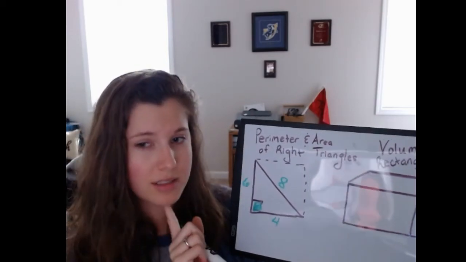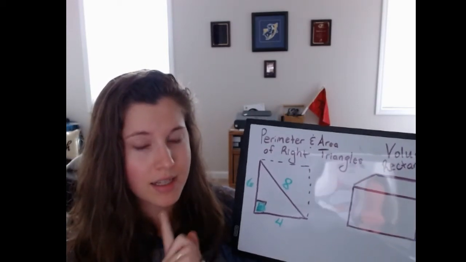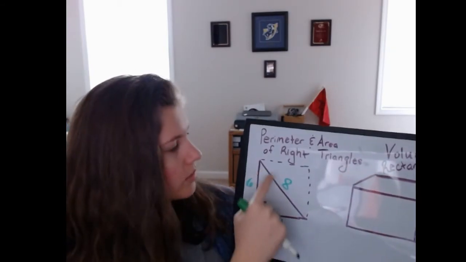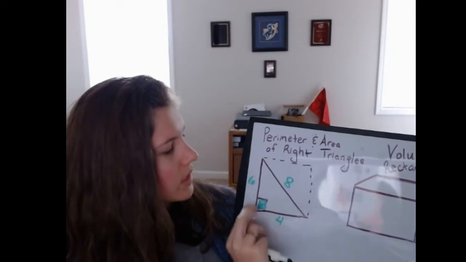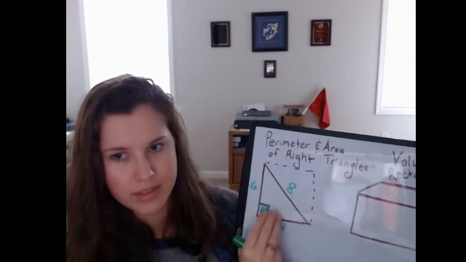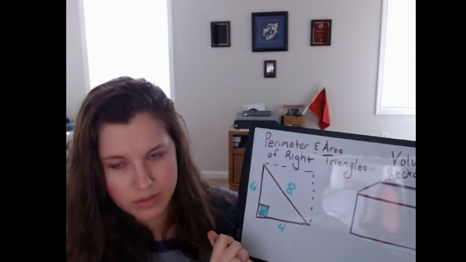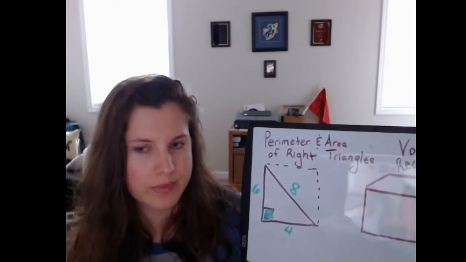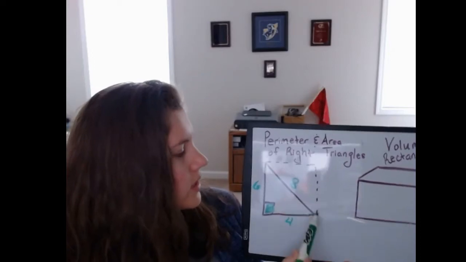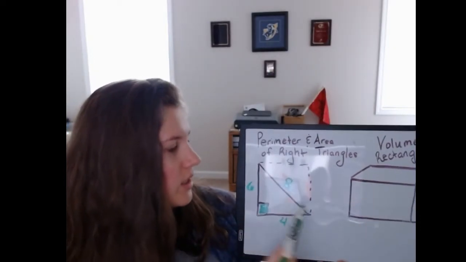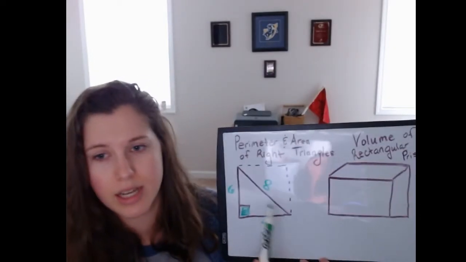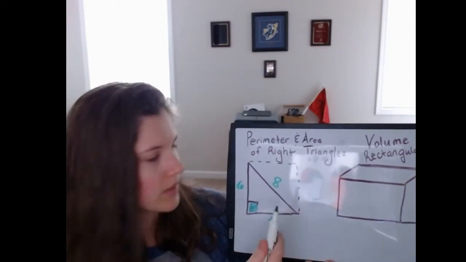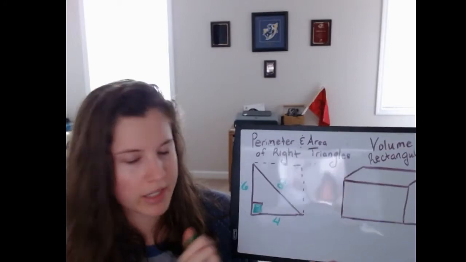Right triangles are helpful for us to understand because a right triangle is always a perfect half of a rectangle. So that's why I have these little dotted lines here. It's imaginary. That's not really there, but you can kind of visualize how that might look like a rectangle if we doubled it. But we're going to keep focusing on the triangle.